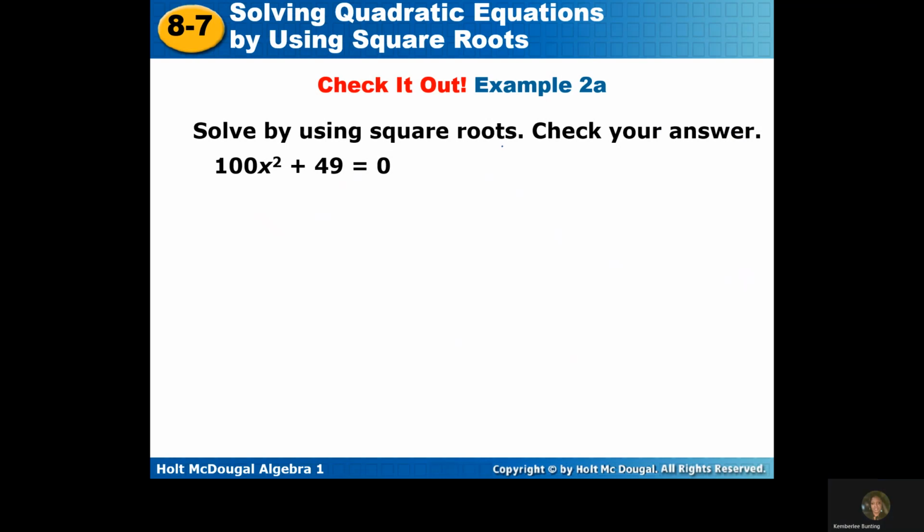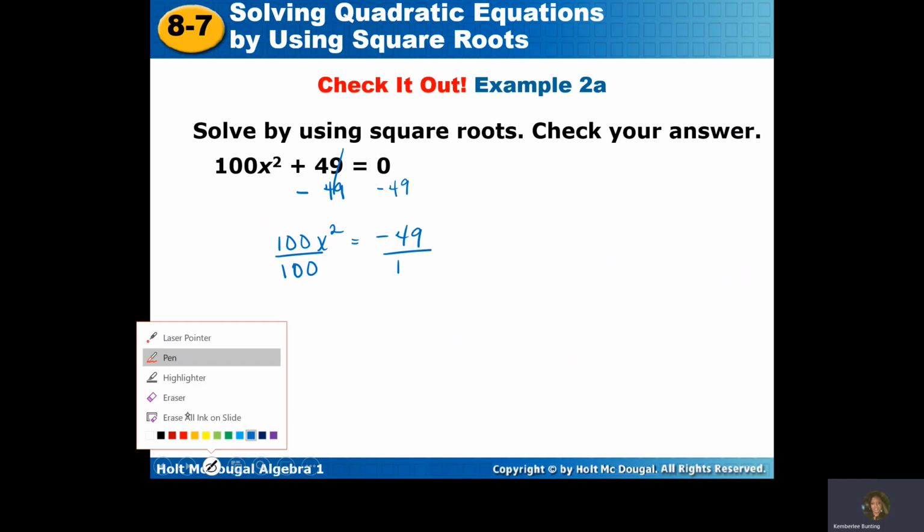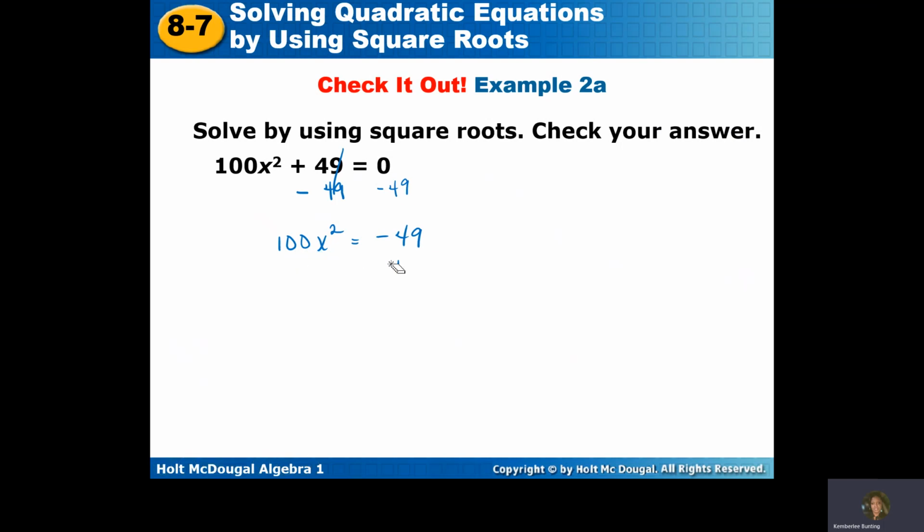Okay. So first step, subtract 49 from both sides because I can't solve for x until I get all the stuff off of it, right? Subtracting 49 from both sides, I get 100x squared is equal to negative 49. Okay. Now I'm going to divide both sides by 100. Ugh, I feel compelled to rewrite this.